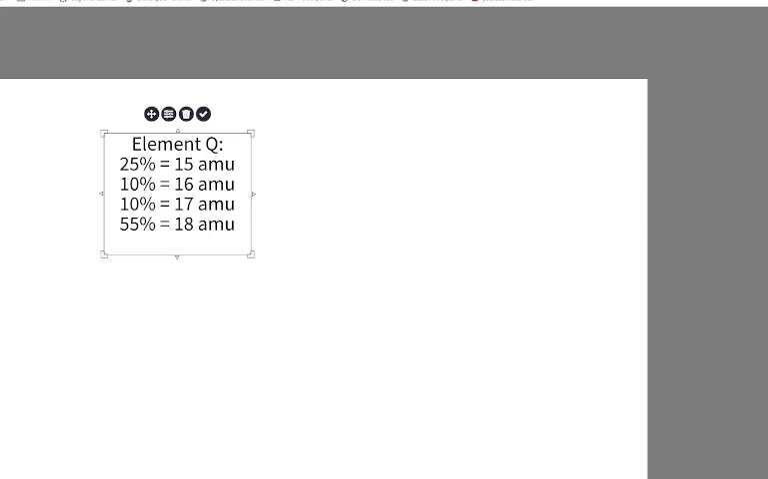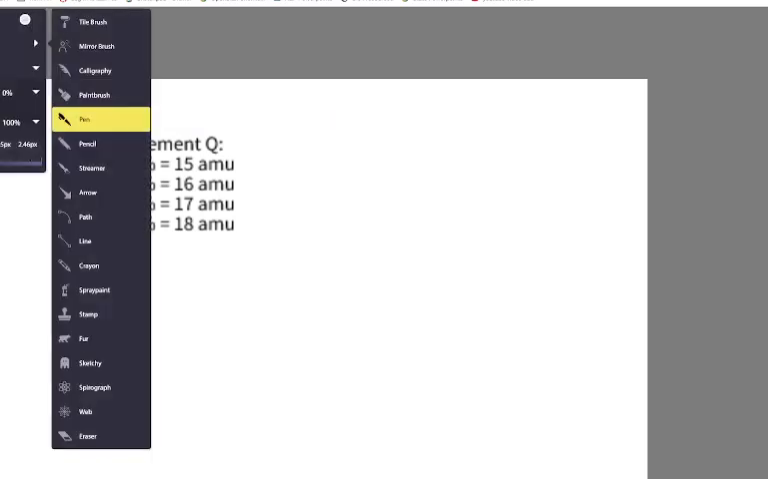Okay, and here is our second example. We have element Q, and we have the following information about element Q. We have 25% of the isotope 15, 10% of the isotope 16, another isotope 17 at 10%, and 55% of isotope 18. Right, so these are the isotopes, 15, 16, 17, and 18 are the isotopes, and this is their percent abundance in nature.